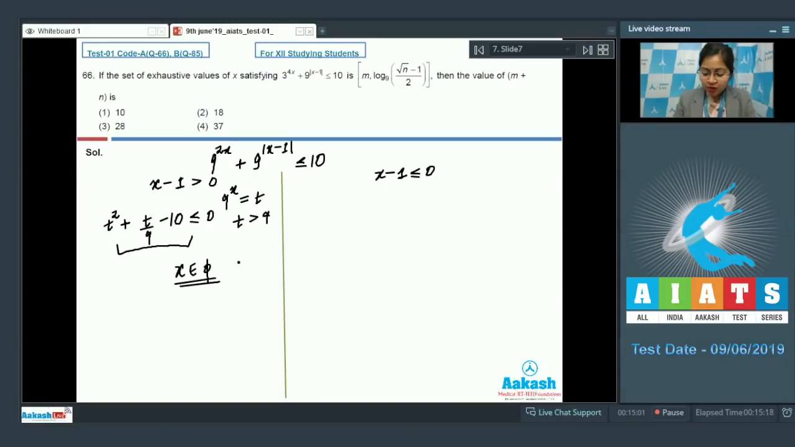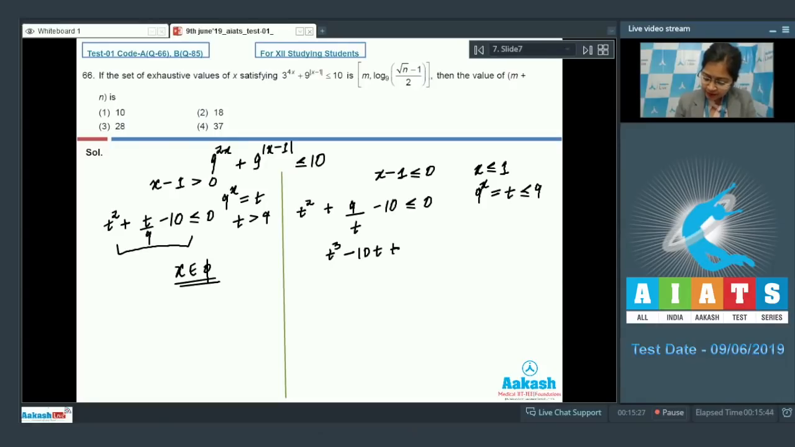Now here we have x minus 1 is less than equal to 0, which means that x is less than equal to 1, which means that 9 raised to the power x, that is t, is less than equal to 9. So here we will get t square plus 9 raised to the power 1 minus x, that is 9 divided by t, minus 10 is less than equal to 0, that is t cube minus 10t plus 9 is less than equal to 0 as t is also greater than 0.